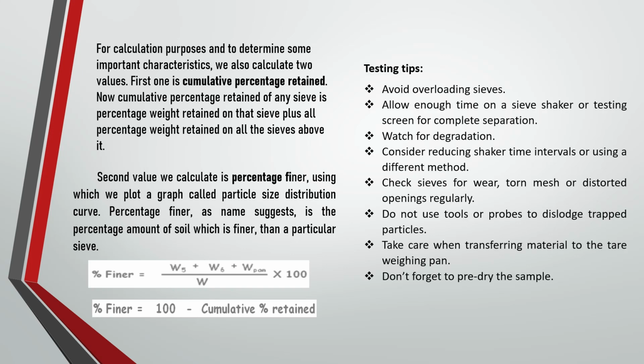Here are also the testing tips. The first one is avoid overloading sieves. Allow enough time on a sieve shaker or testing screen for a complete separation. Watch for degradation. Consider reducing shaker time intervals or using a different method. Check sieves for wear, torn mesh, or distorted openings regularly. Do not use tools or probes to dislodge trapped particles. Take care when transferring material to the tare weighing pan. Don't forget to pre-dry the sample.